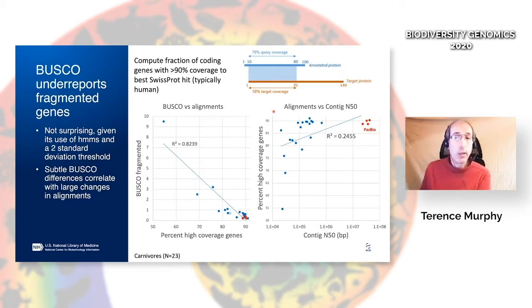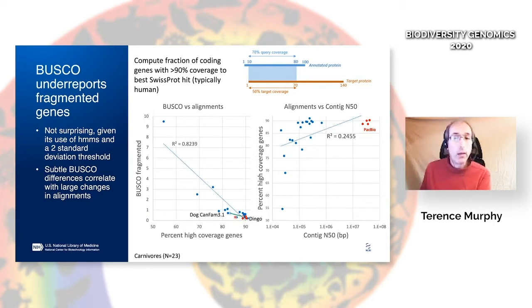BUSCO does have its limits. The HMM sets might be biased towards genes that are easier to assemble or annotate. In particular, it's not very sensitive at detecting fragmented genes. Comparing to an assay we have looking at alignments to reference proteins, for this set of carnivore genomes, we see that the best have 89 to 91% of coding genes with very high coverage alignments to SwissProt, and some genomes are substantially lower. This correlates very well with BUSCO, but the scales are quite different.